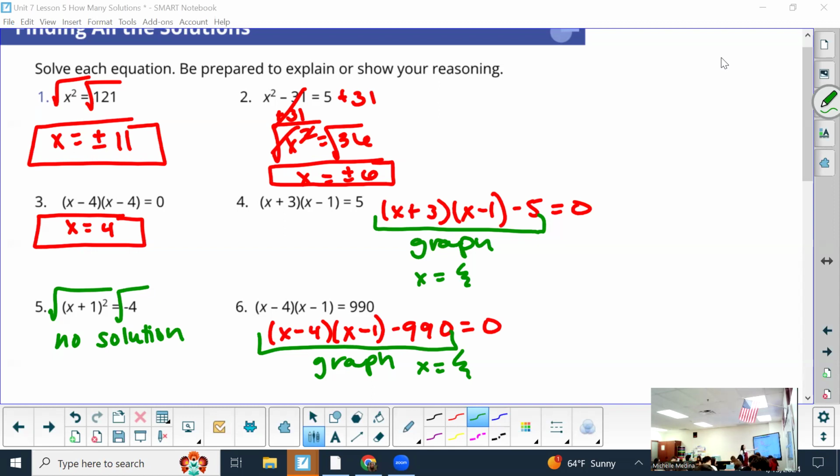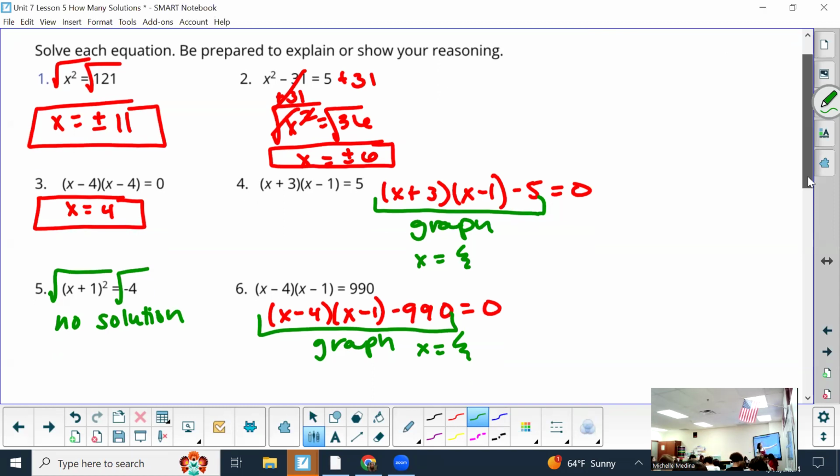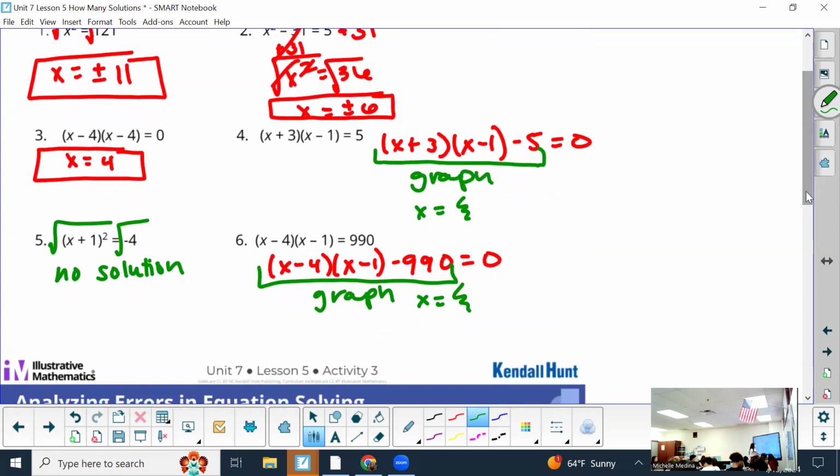This one I still need to graph, but at this level, from what I've taught you, I think you should only solve 4 and 6 by graphing. Now, number 5, look at this one. Even if you're packing up, look at it. Why did 5 have no solution? I was thinking to figure it out.